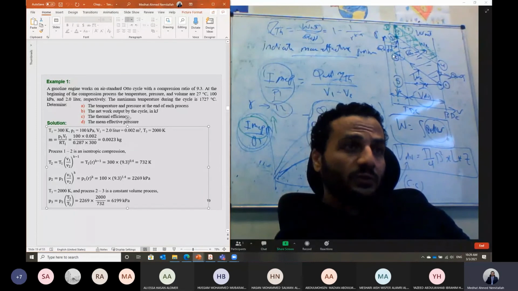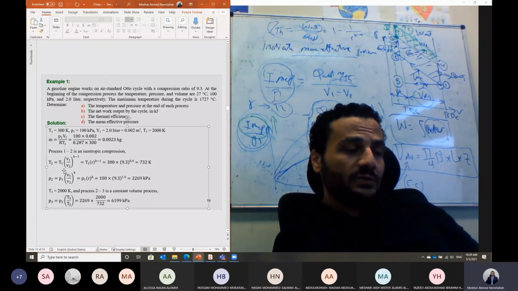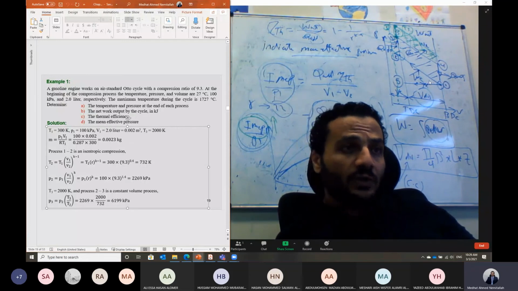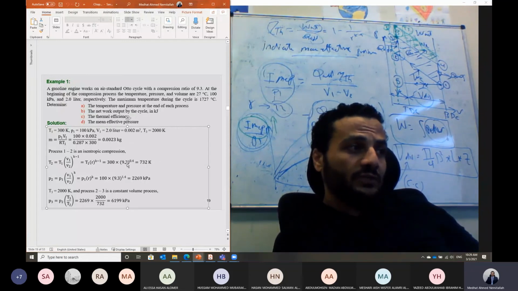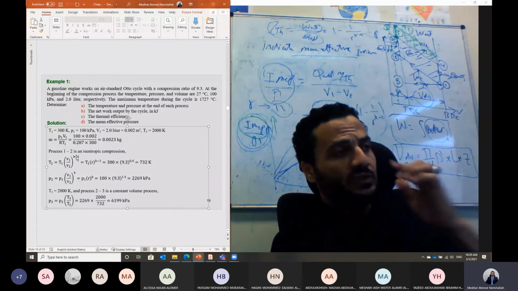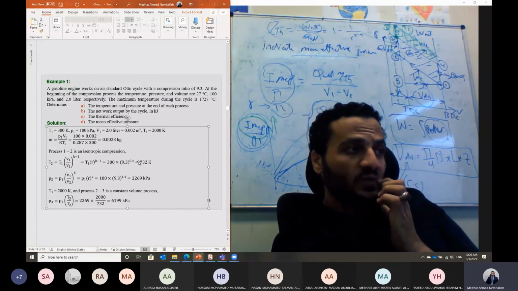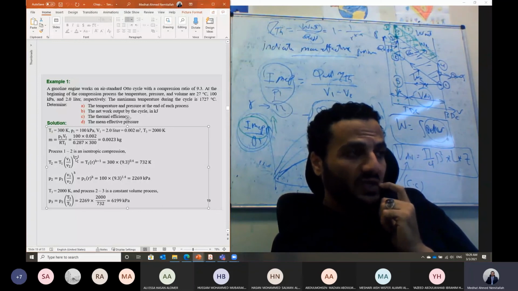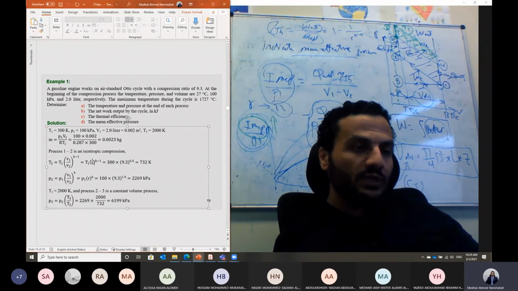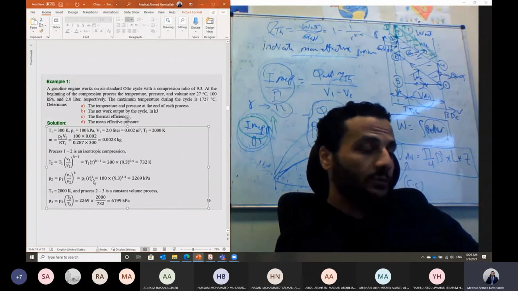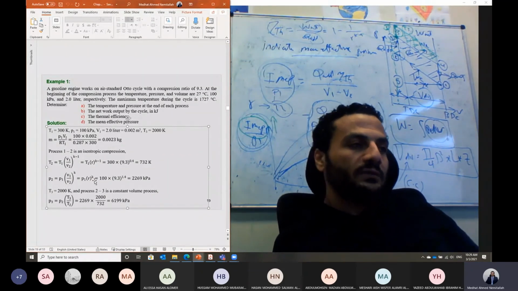The process from 1 to 2 is isentropic compression, so we can use the isentropic relation that we proved last time: T2 over T1 is V1 over V2 to the power k minus 1. V1 over V2 is the compression ratio. So we have T1 and the compression ratio. k, the specific heat ratio for air, is equal to 1.4. The specific heat ratio, specific heat at constant volume, and specific heat at constant pressure: all of this data you can find in table A1.